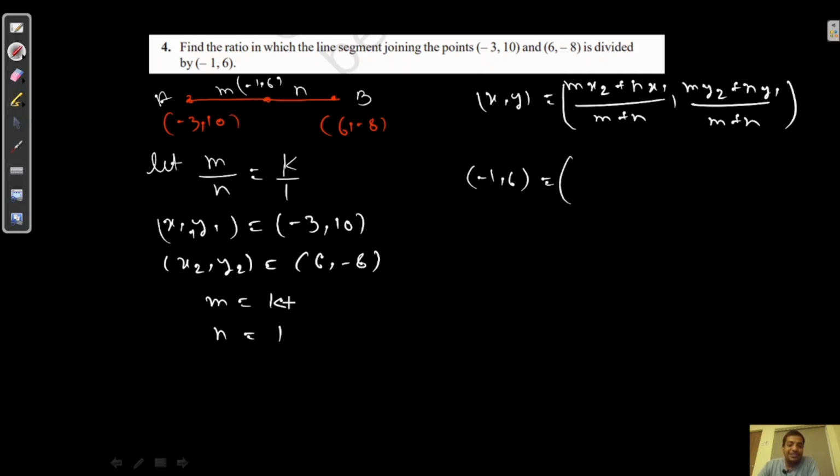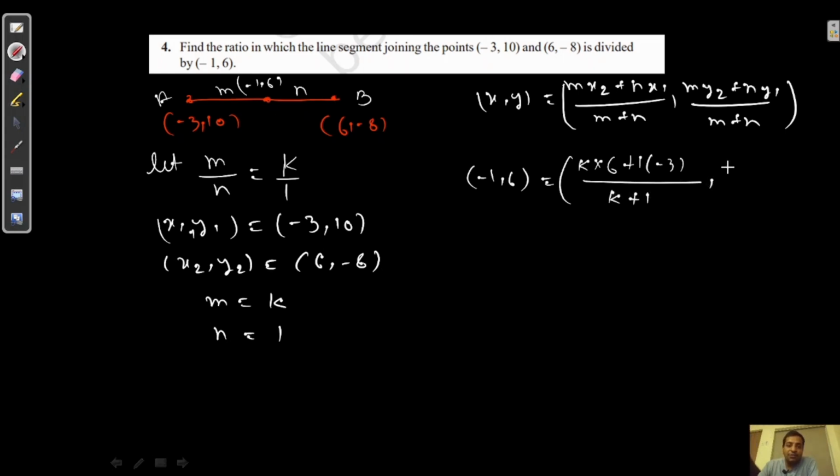Okay, so what is value of m? As you can see, it is k. The value of x2, you can see it is 6. Value of n, it is 1. Value of x1, you can see it is minus 3. This negative number I will keep in bracket. Value of m, it is k. Value of n, it is 1.